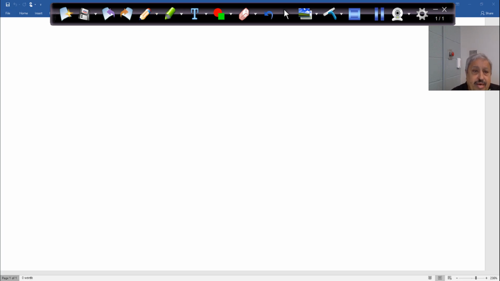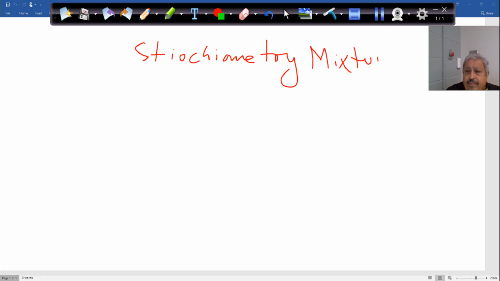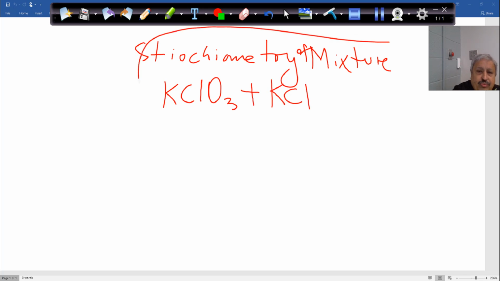Today's experiment is about the stoichiometry of a mixture of potassium chlorate and potassium chloride. I hope the spelling is correct, but stoichiometry of mixture of potassium chlorate and potassium chloride.